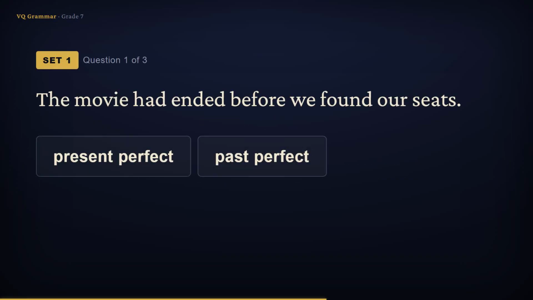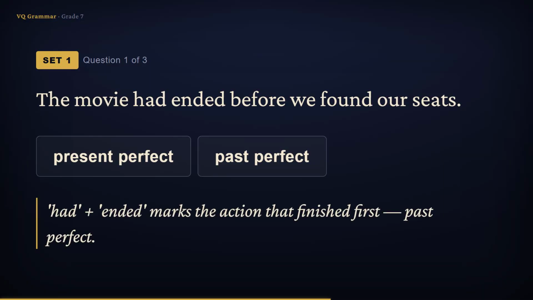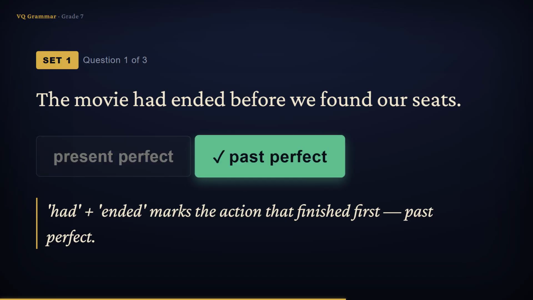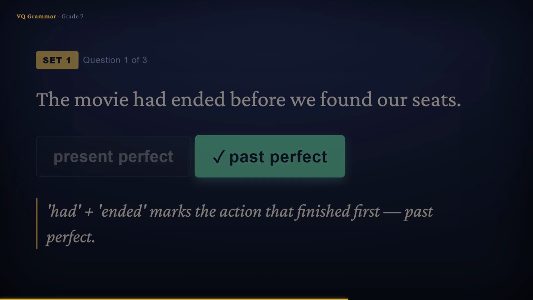The movie had ended before we found our seats. The helper here is had, joined with the participle ended. It points to the event that finished first, before we found our seats. That earlier of two past events signal is the past perfect. So the answer is past perfect.